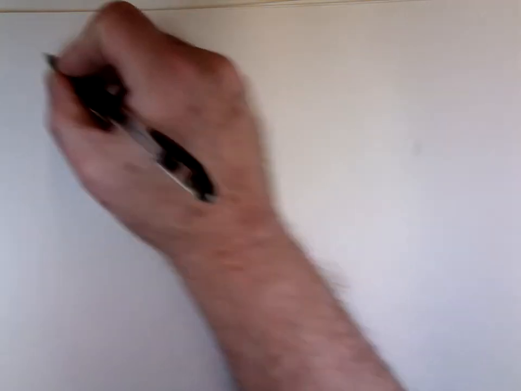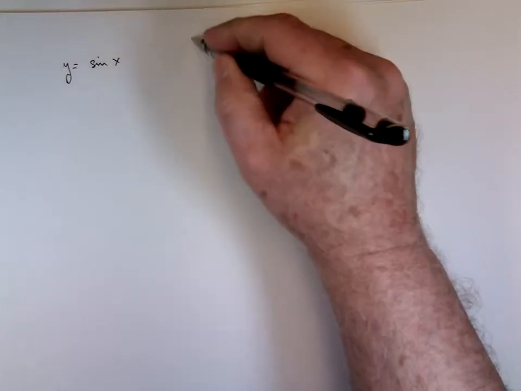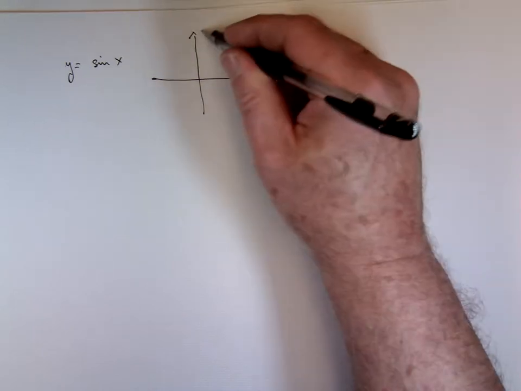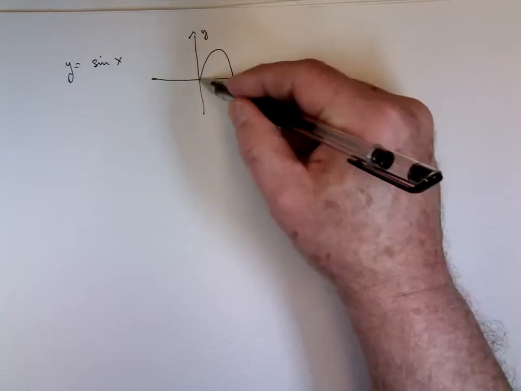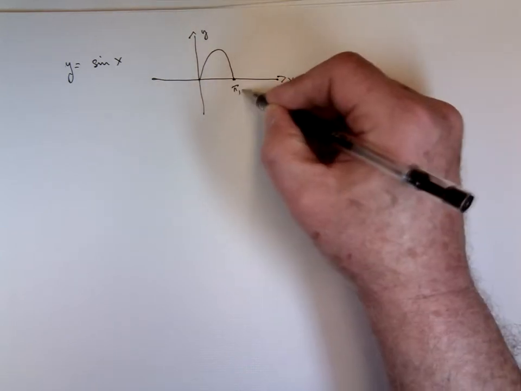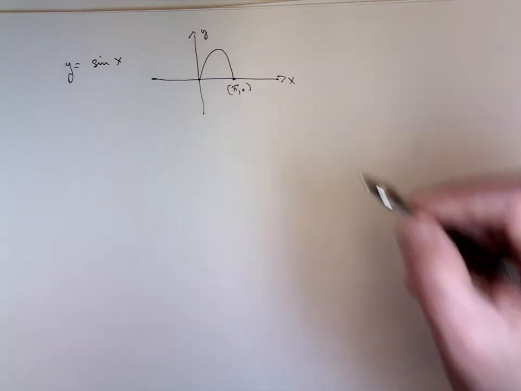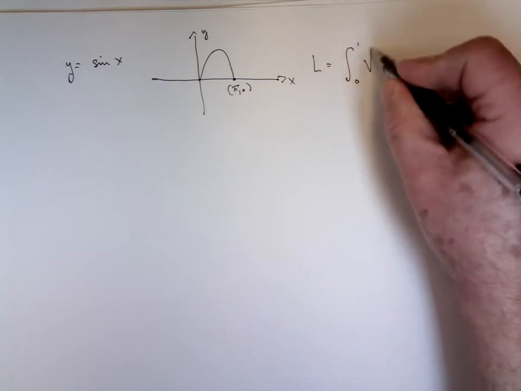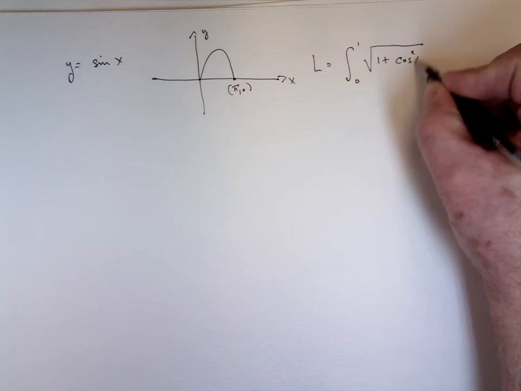Okay, 12 through 14. You're given y equals sine x from 0 to pi. Okay, here's sine x from 0 to pi. And we want to set up the integral that gives the length of the curve. Length of the curve from 0 to pi is the square root of 1 plus the derivative, cosine squared, dx. Okay?